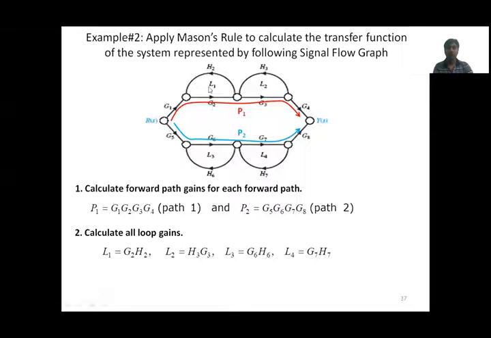So first non-touching loop pair is this one, L1 and L3. Second non-touching loop pair, L1 and L4. These two are also independent.